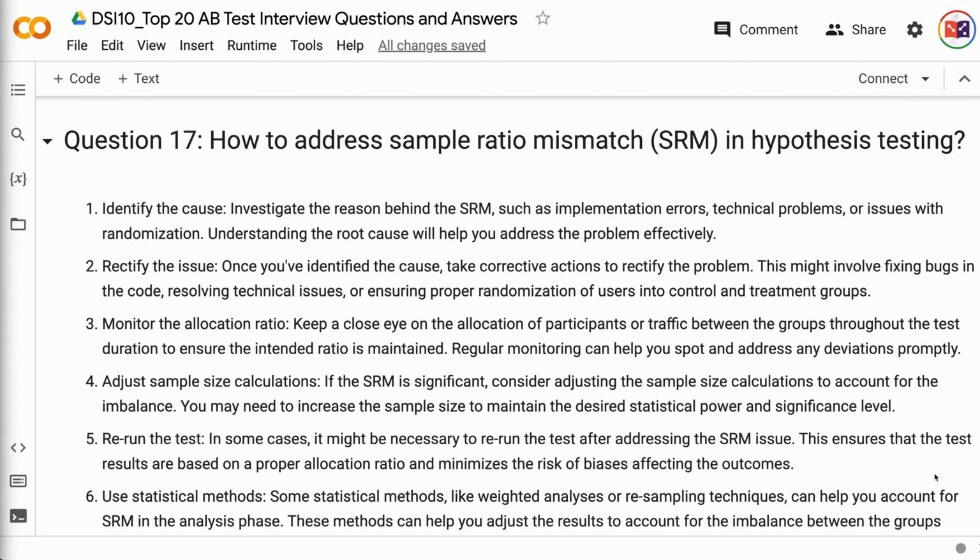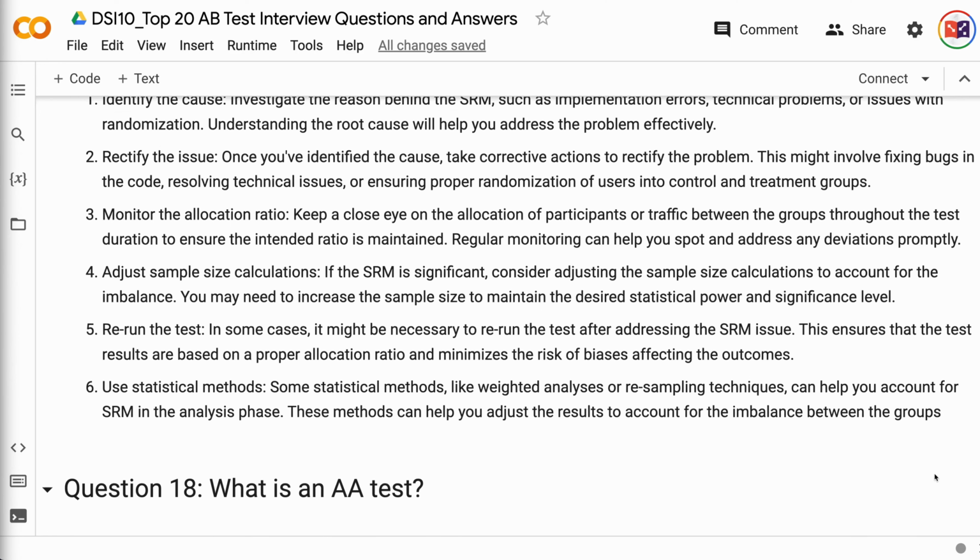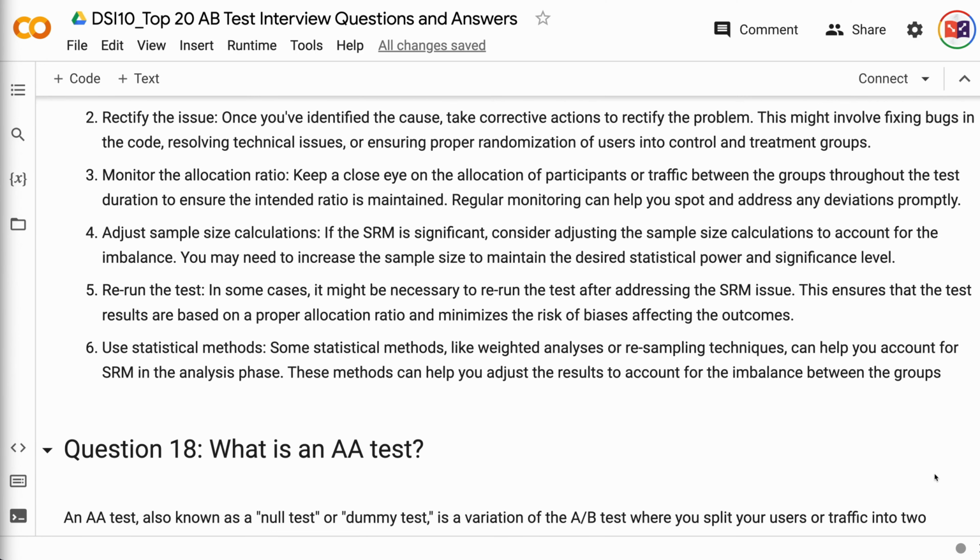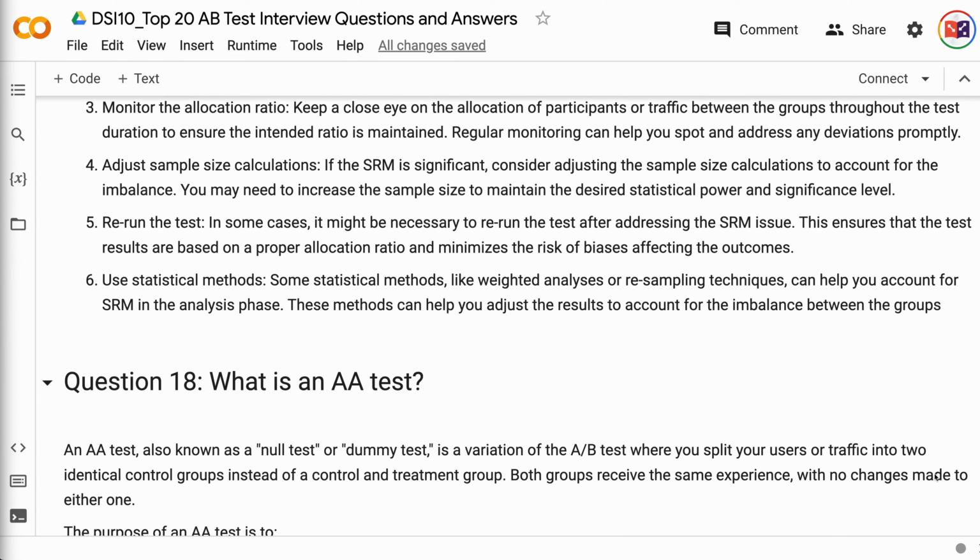4. Adjust sample size calculations. If the SRM is significant, consider adjusting the sample size calculations to account for the imbalance. You may need to increase the sample size to maintain the desired statistical power and significance level. 5. Rerun the test. In some cases, it might be necessary to rerun the test after addressing the SRM issue.